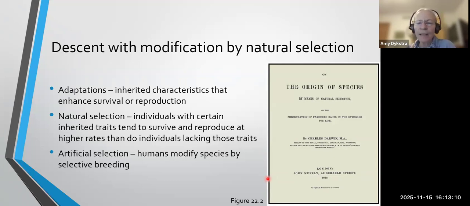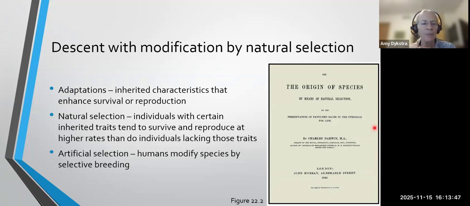And he was quite interested in adaptations, the idea that animals and plants have inherited characteristics that enhance their survival or reproduction. And these inherited characteristics that help organisms survive and reproduce can be called adaptations. And then he came up with the idea of natural selection. So this was one of his big contributions. Two big contributions. One is the idea of descent with modification.